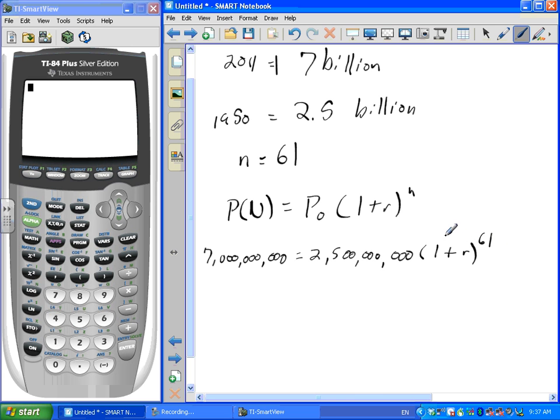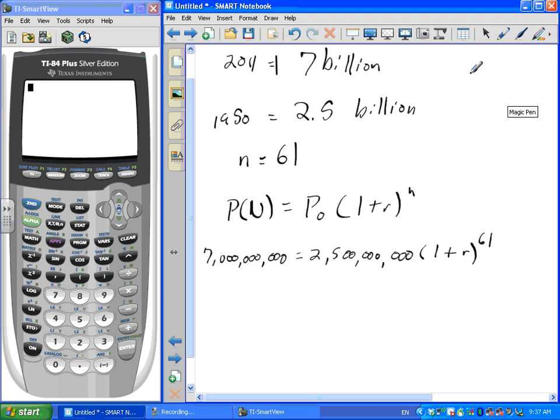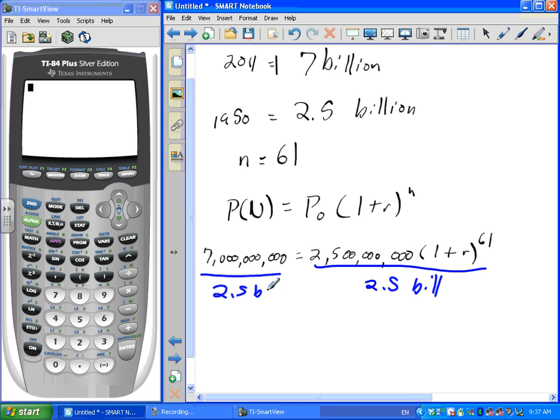So my whole goal right now is to isolate R. I'm trying to isolate that variable there. So this says 2.5 billion times this. So I'm going to move the 2.5 billion to the other side. In order to do that, what do I have to do? Anyone know? Divide both sides by 2.5 billion. I'm not writing that whole number out again. So we'll put that in the calculator.